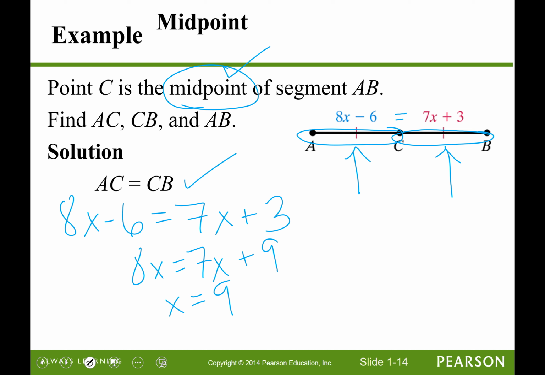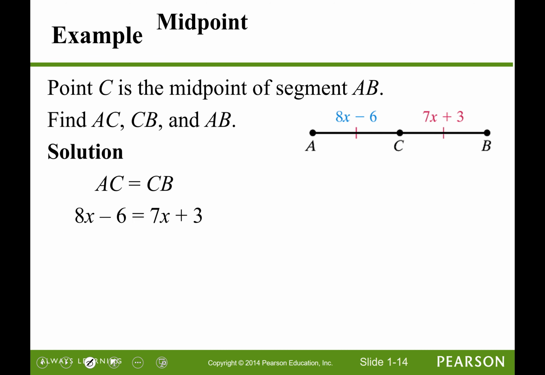And the question wasn't to solve for x. The question was to find AC, CB, and AB. So we need to use our knowledge that x equals 9, plug it back in right there to find AC, right there to find CB, and then we can add those two together to find the total length of AB. Let me erase my work, and I'll show it to you here typed up.